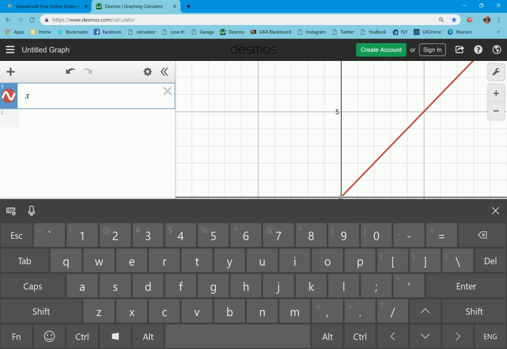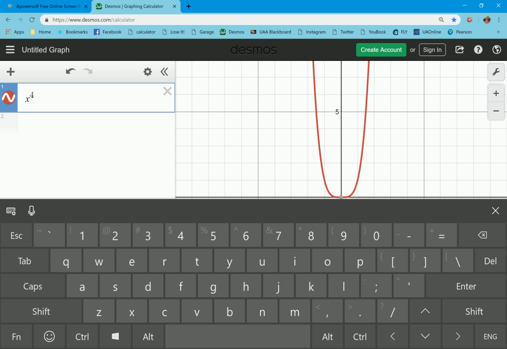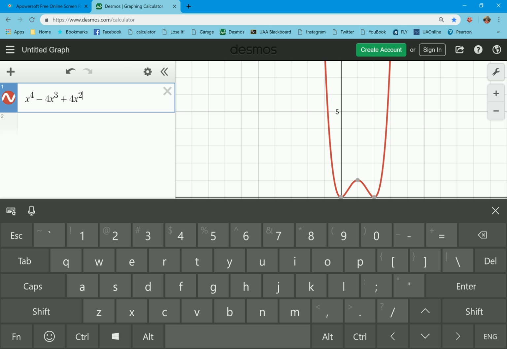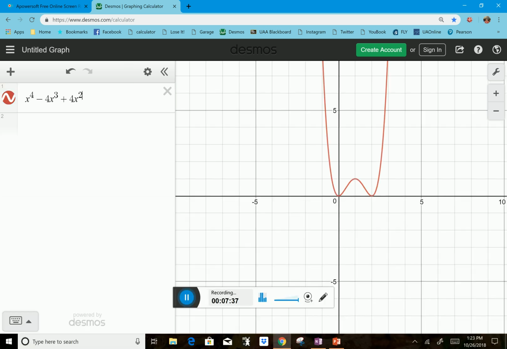X to the 4th. Okay. Minus 4x cubed plus 4x squared. Now I'll show you what multiplicity means.